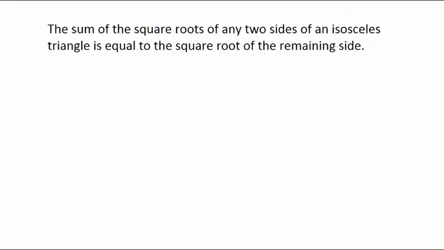So he said the sum of the square roots of any two sides of an isosceles triangle is equal to the square root of the remaining side. Well, it's not the square roots, it's the squares. It's the sum of the squares of, not just any two sides, but specifically the two legs of a right triangle, is equal to the square of the remaining side. And specifically the remaining side is called the hypotenuse.